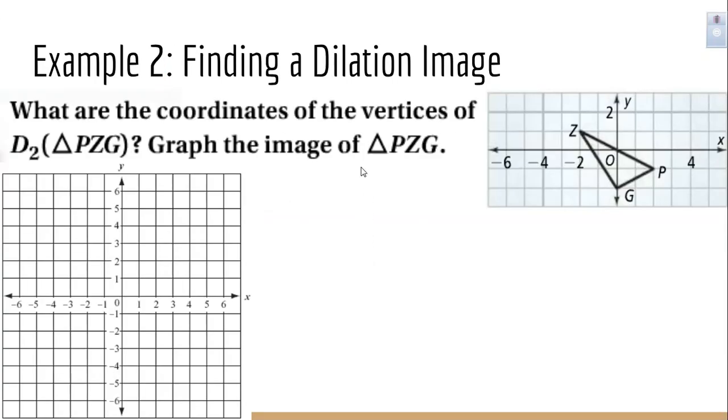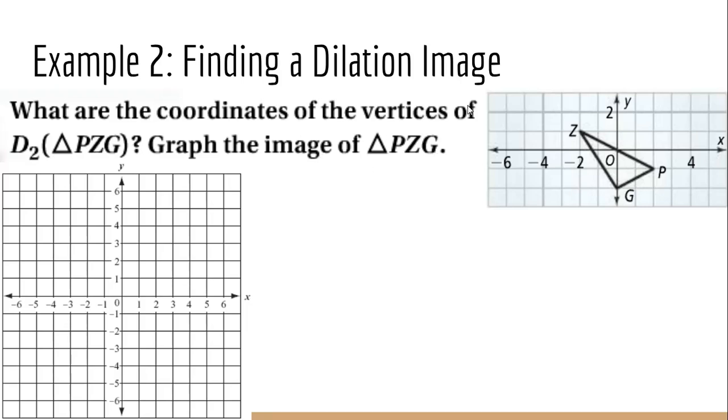All right, so let's take a look at finding a dilation image. What are the coordinates of the vertices of the dilation of 2? Since there's not a parentheses here with the center of dilation, we're going to assume that it's going to be the origin. So of triangle PZG, graph the image of PZG.